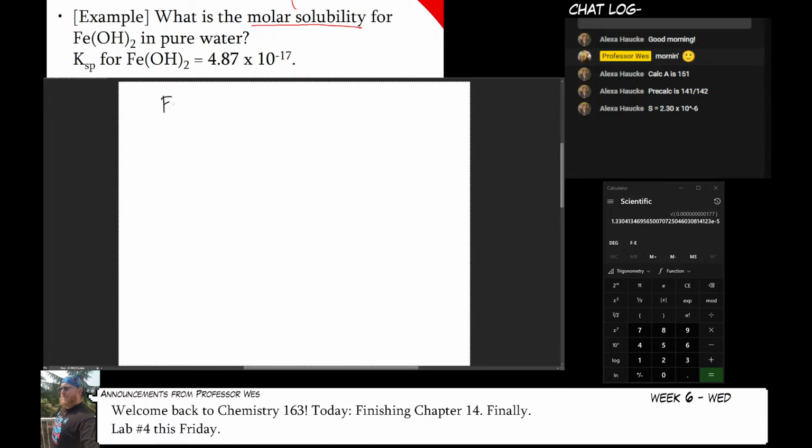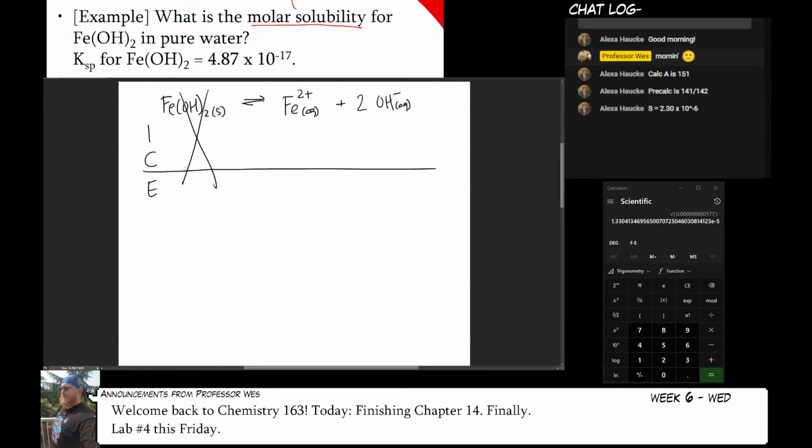So let's first write the dissociation for iron 2 hydroxide. So we would dissociate into iron 2+, and then we've got our 2 hydroxides here. So when we make our ice table, we don't care about that. It's a solid. We've got nothing to start here for either of them. But I'm going to create S iron 2+. I'm going to make 2S of hydroxide.